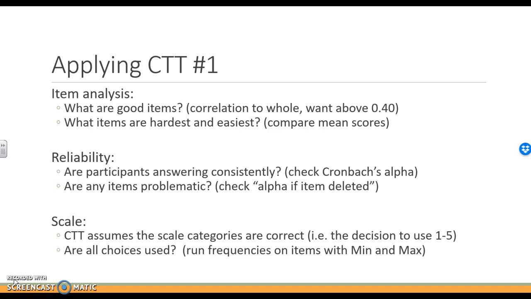Then thirdly, we're looking at scale. So if we chose a 1 to 5 scale, classical test theory assumes that the scale categories are correct. So if you chose 1 to 5, it's correct. If you chose 1 to 7, it's correct. But what we really want to do is make sure that all of the choices are used. In order to do this, we're going to run frequencies on our items and check min and max. So if the minimum is 2 on a specific item and they had a 1 choice, that means that 1 was never used. The same if you have a max of 5, but SPSS is reporting it as a max of 4, then you know that that 5th category wasn't used.